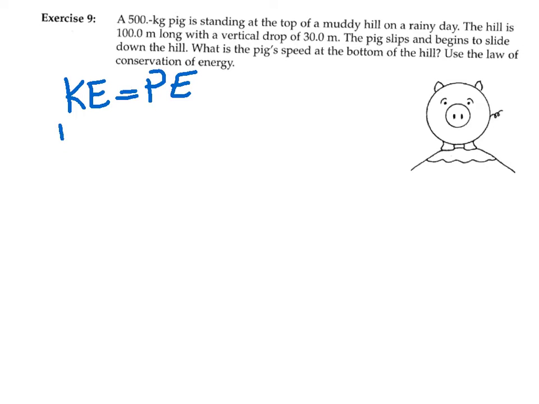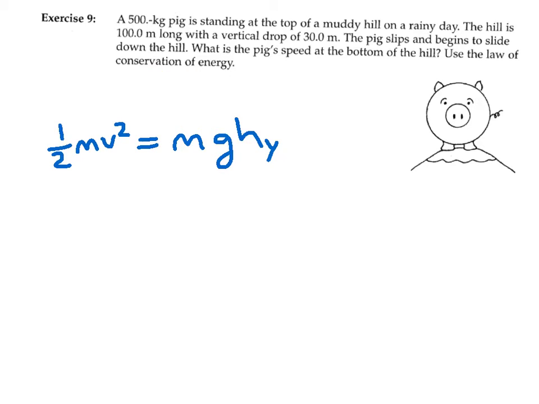We'll go ahead and expand these out. Kinetic energy is 1/2 the mass times the speed squared. Potential energy is mass times acceleration due to gravity times the height. Since we're talking about gravity, that is the vertical height, so we could say dy or hy, if you will. Again, we're going to solve for v, the speed of the pig.